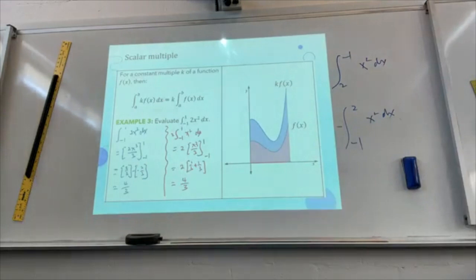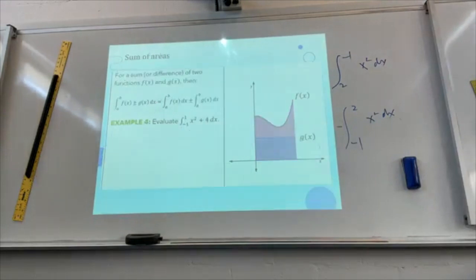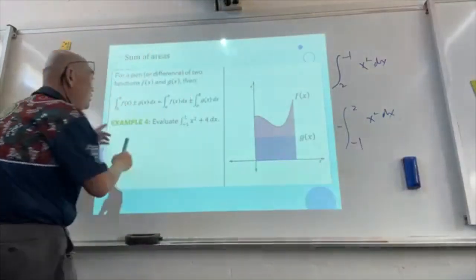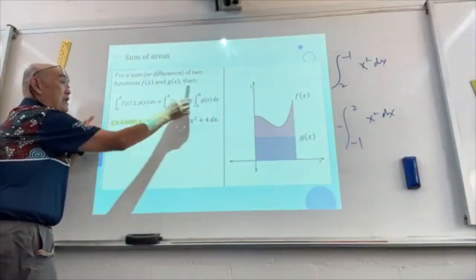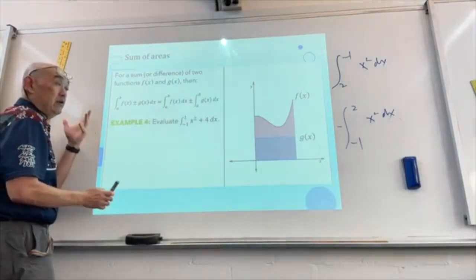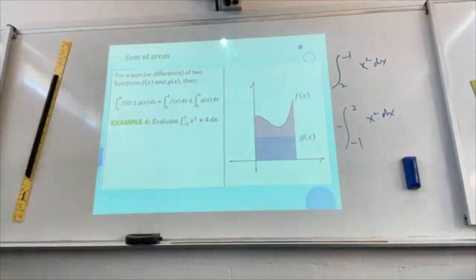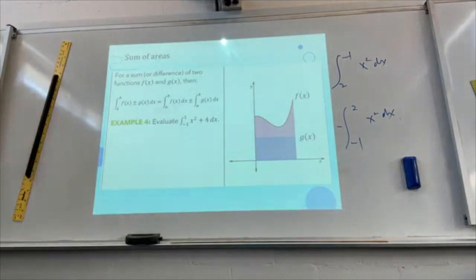That's a scalar multiple. Then the next is a sum of area. Again, I've shown that to you a couple of days ago. When you've got integrating f(x) plus g(x), you could integrate f(x) and then integrate g(x). Remember, when I showed you 2 days ago, when I moved the linear graph up and down.